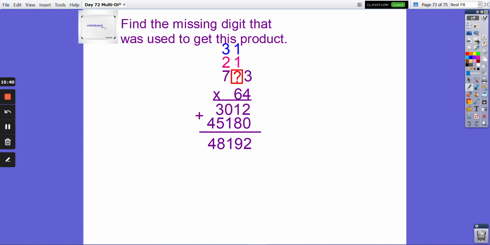Alrighty, your turn. Try to find the missing digit in that top number. Go. All right, that missing digit is 5. Let's see. 4 times 3, that was 12, so we carried a 1 over there. 4 times 5 is 20, plus 1 is 21. Awesome. So we see that that 5 works there.